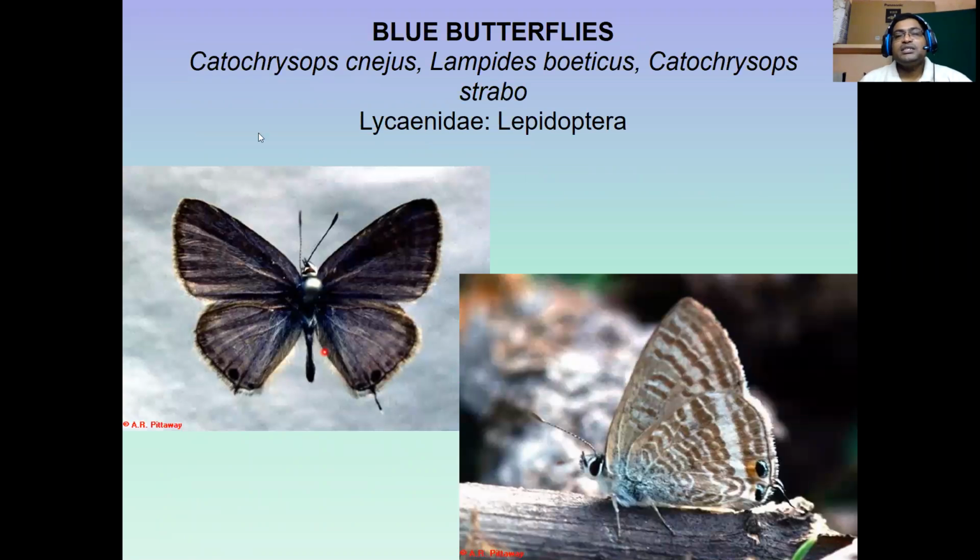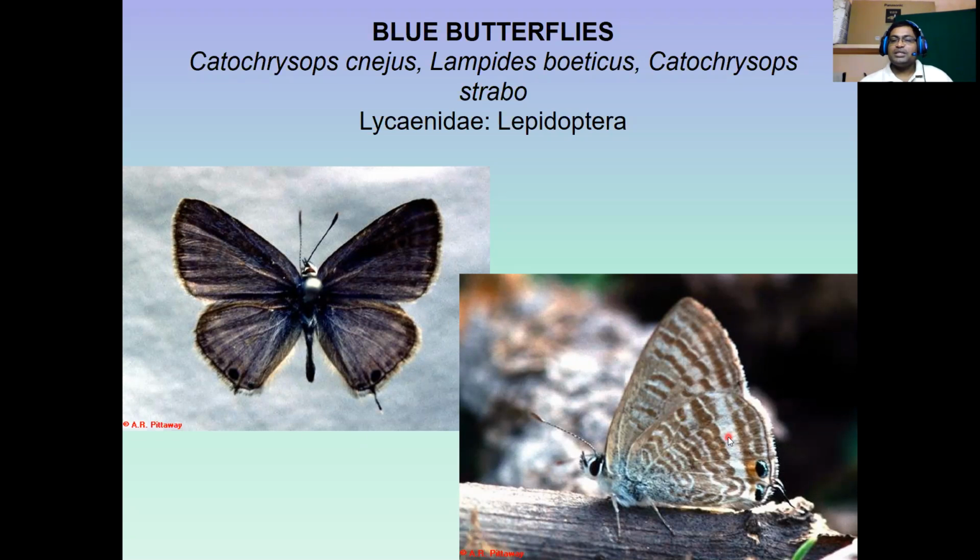Another one, as I told you, is Lampides. These are very active in February to March, right? Catochrysops: there are three species in Sri Lanka, Catochrysops nigus, Lampides boeticus and Catochrysops strabo. These three species are reported in Sri Lanka, but Lampides boeticus is common, highly available, and frequently seen when you examine blue butterflies.